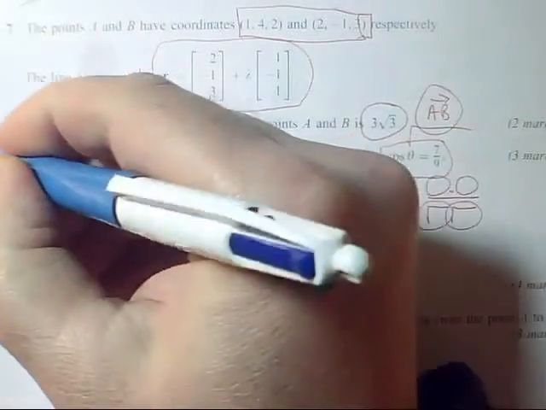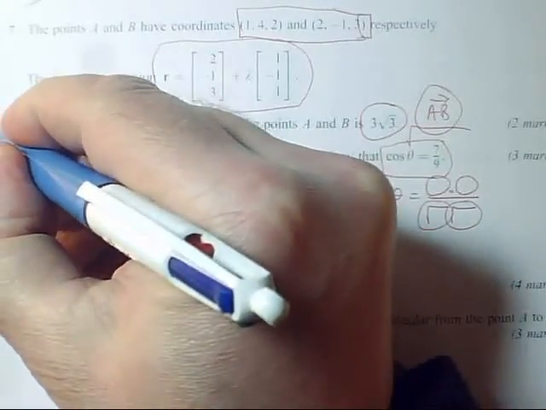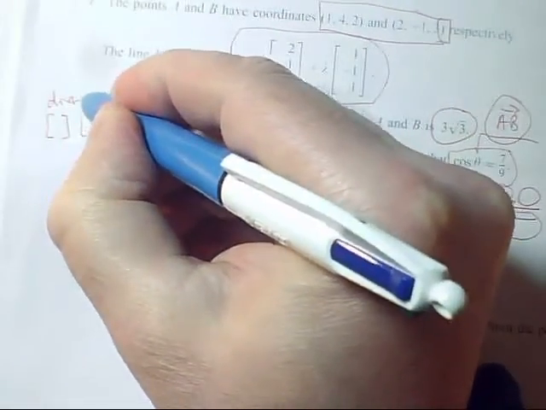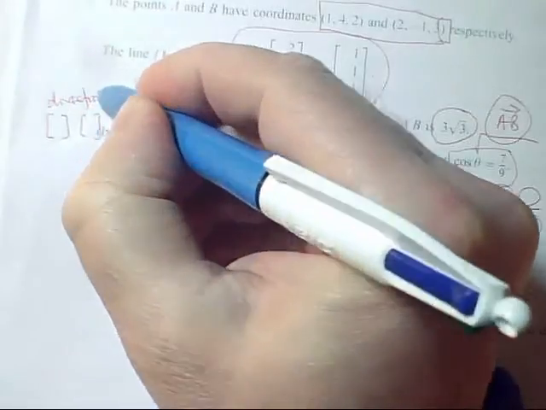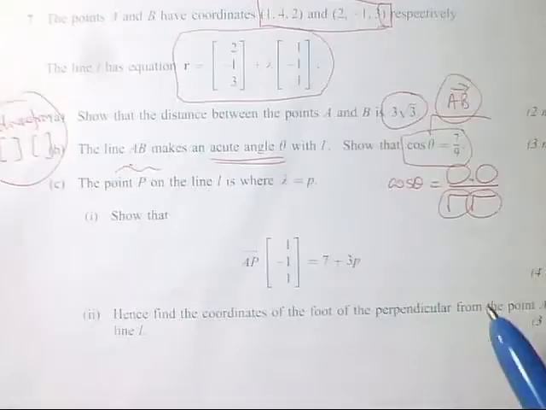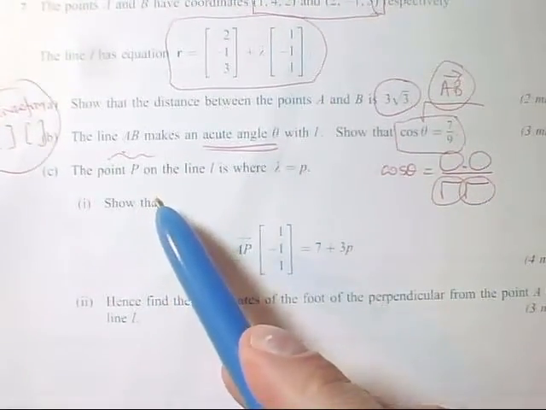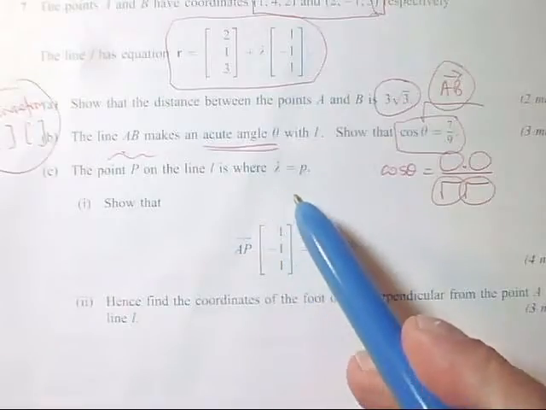And then to get a start on part B, you need to start with two column vectors that are the directions that you need to find the angle between. So set up these two column vectors and then use the cos theta recipe, and you should end up with 9 over 7. Then finally in part C, the point P on the line L is where lambda equals P.